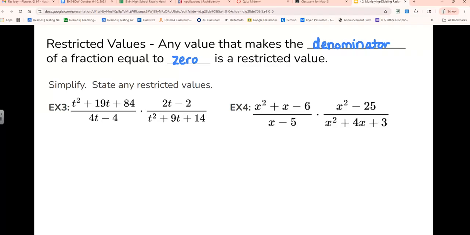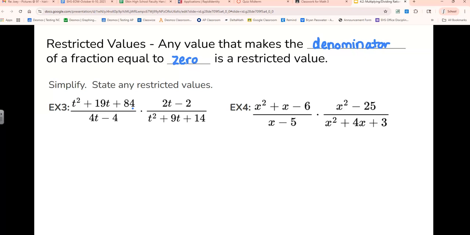So, this is very similar to what we were doing yesterday. Our problems are getting bigger here, right? Because we are multiplying these two things together, right? Now, just like yesterday, I want to factor everything, except if I look at this first problem, I think that t squared plus 19t plus 84 will probably factor.